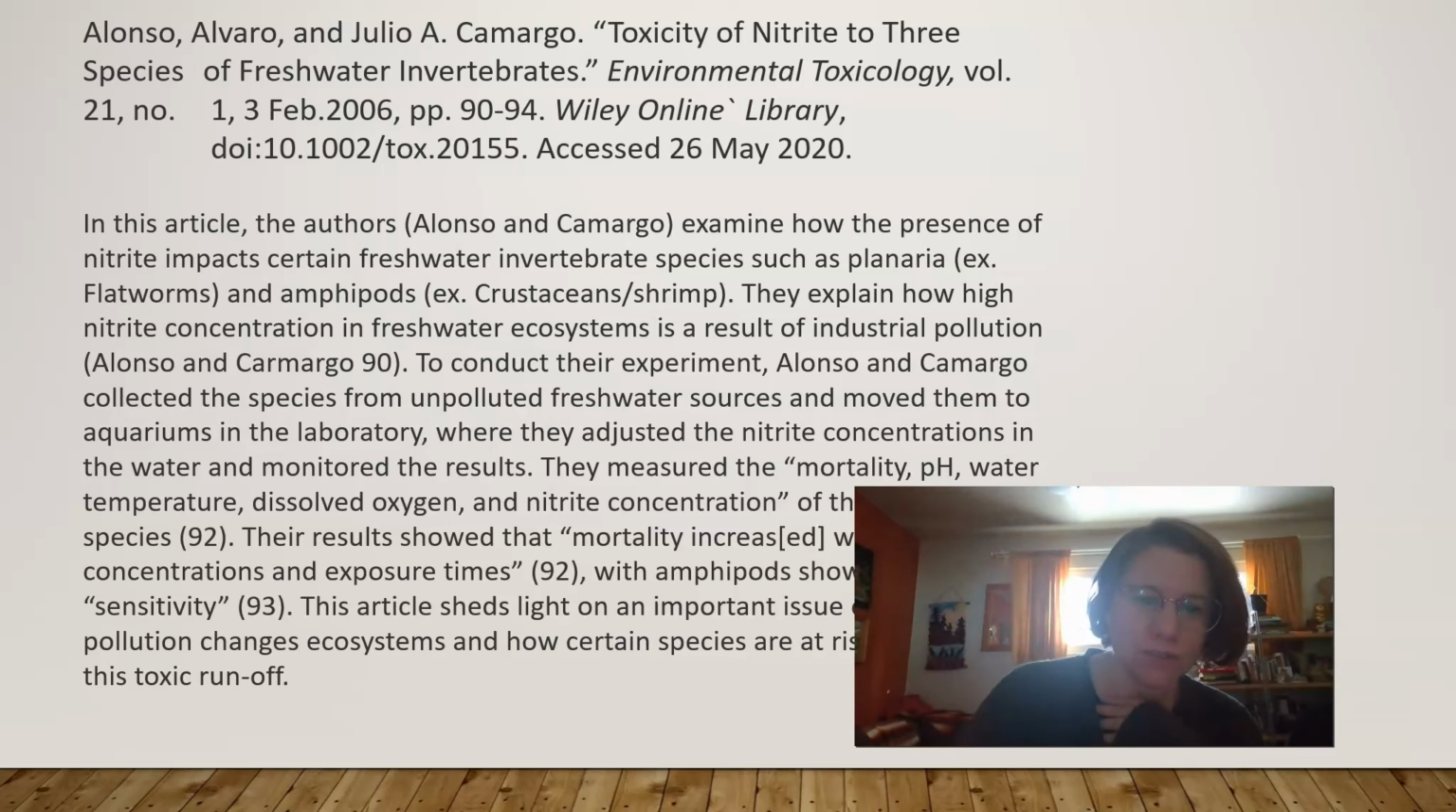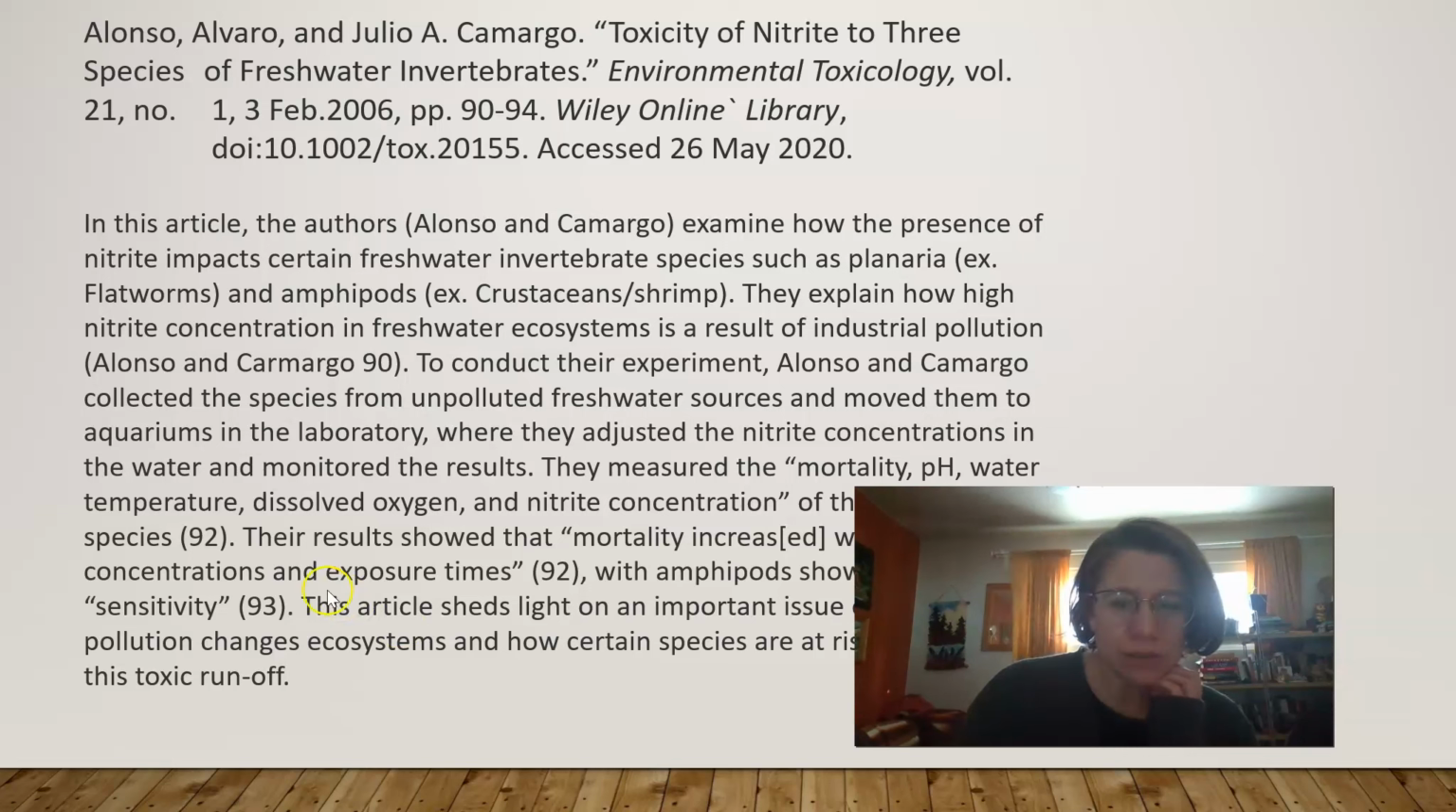attribution to the source. This article sheds light on an important issue of how industrial pollution changes ecosystems and how certain species are at risk as a result of this toxic runoff. So that's basically just a concluding sentence that sums up the meaning or purpose of the article.